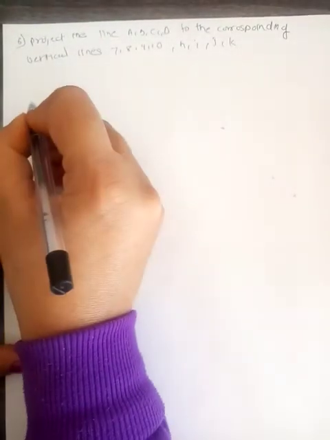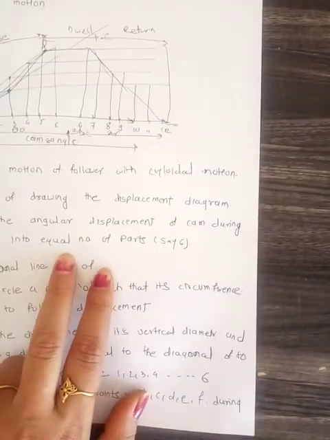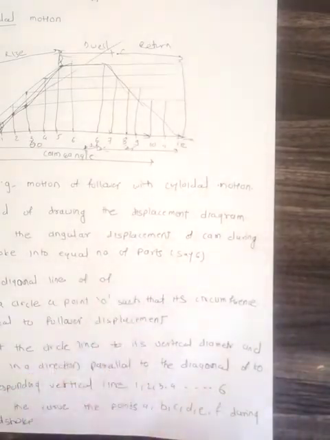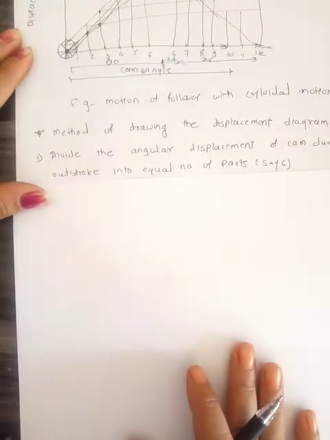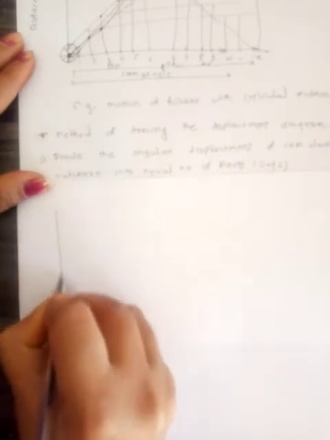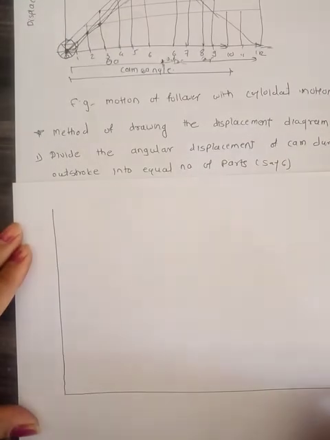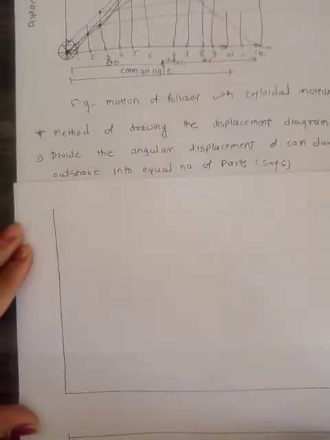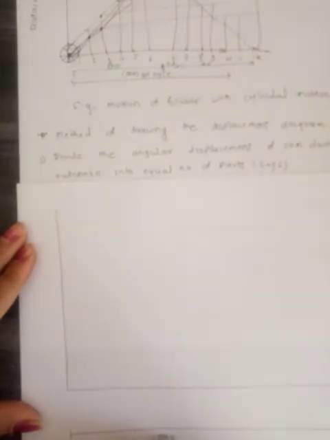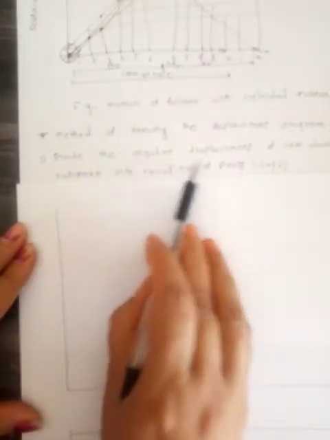How is the displacement drawn? The first step is to divide the angular displacement of the cam during the outstroke into an equal number of parts. Suppose this is the step we draw. This is the cam angle. Divide the angular displacement of the cam during the outstroke into an equal number of parts.